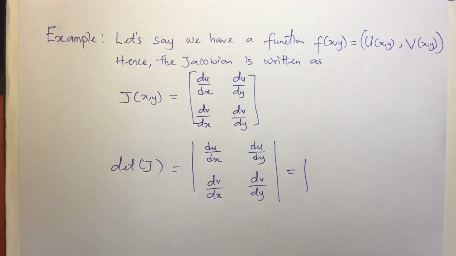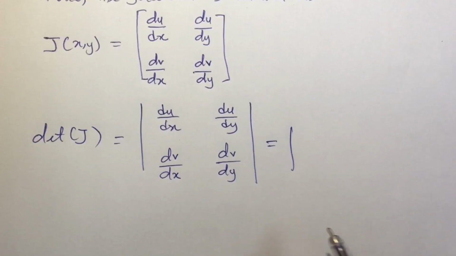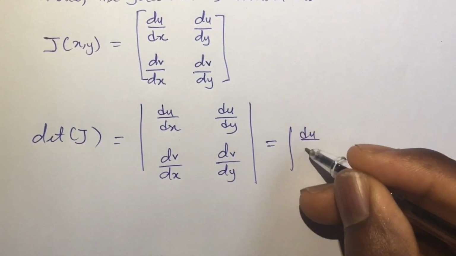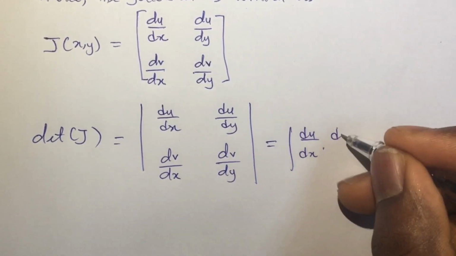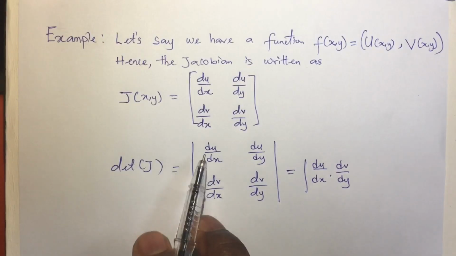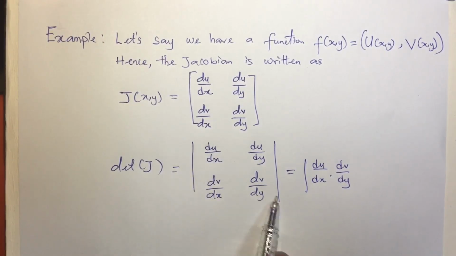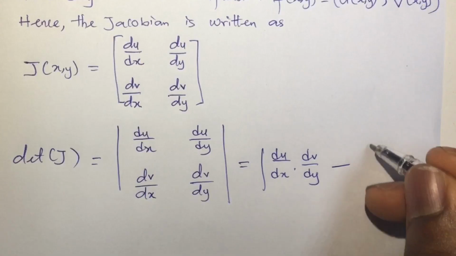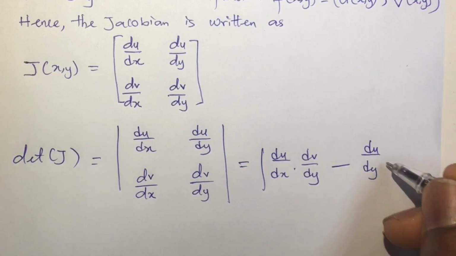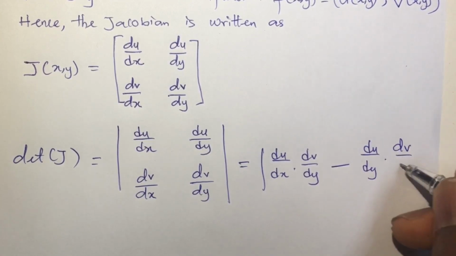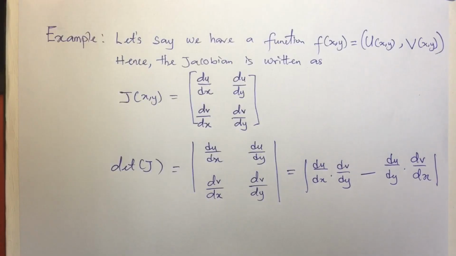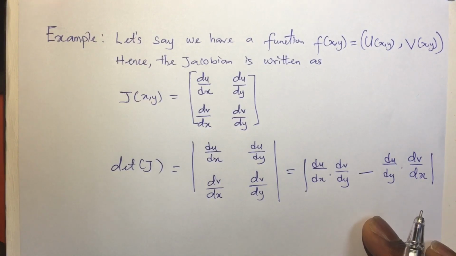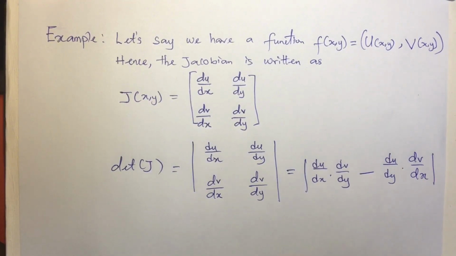From what I have talked about so far, the determinant of this matrix is ∂u over ∂x times ∂v over ∂y, this is the principal diagonal, minus the minor diagonal, which is ∂u over ∂y times ∂v over ∂x. So whatever you get as the answer is the Jacobian of whatever function you are given.